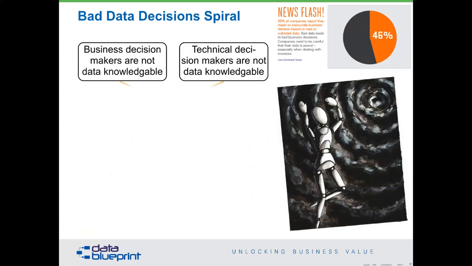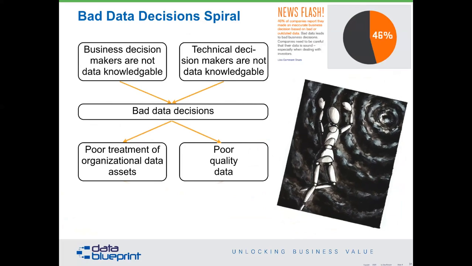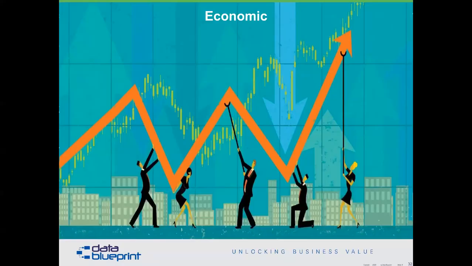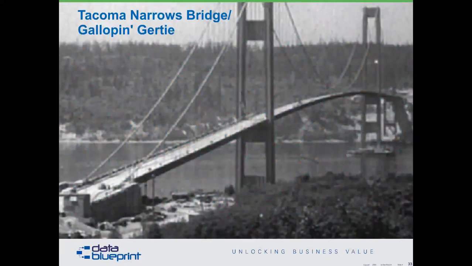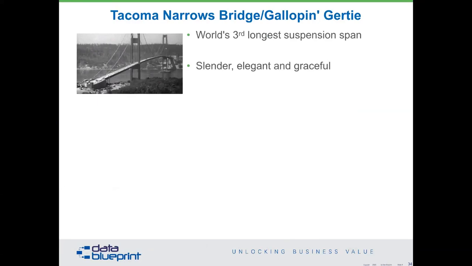And this leads us to a sort of thing I call the bad data decision spiral, which means that business decision makers and technical decision makers are not data knowledgeable. They make bad data decisions. And that results in poor treatment of organizational data assets and poor data quality, which leads to poor outcomes. And what we've got to do, of course, is break out of this cycle in order to get further with it. Finally, I mentioned there were some economic reasons as well. Most people do not really understand how data errors occur. My colleague Tom Redman coined a phrase a while back called the hidden data factory, and I'd like to use this example to illustrate that.